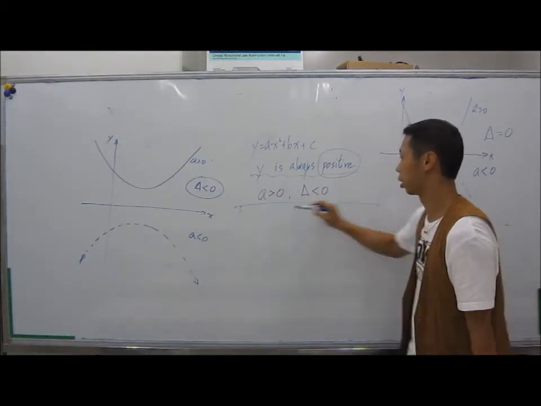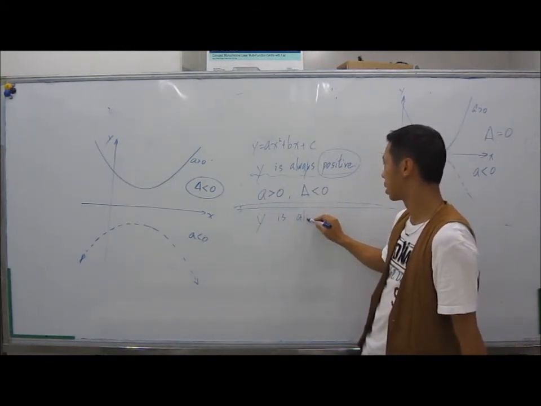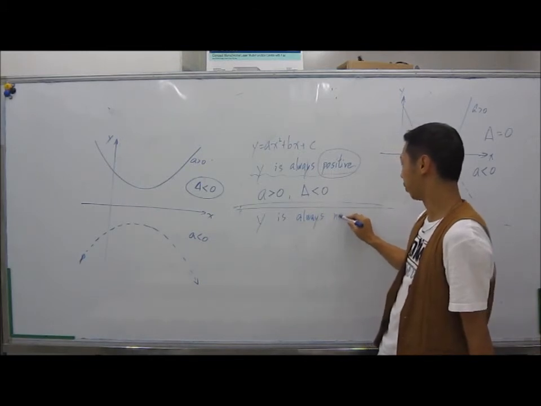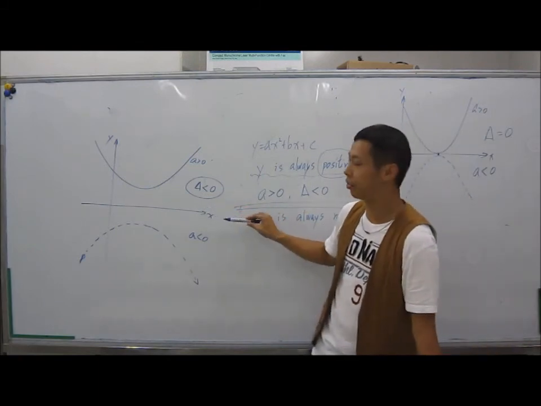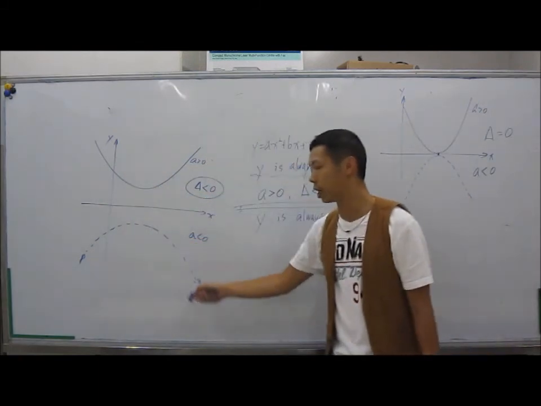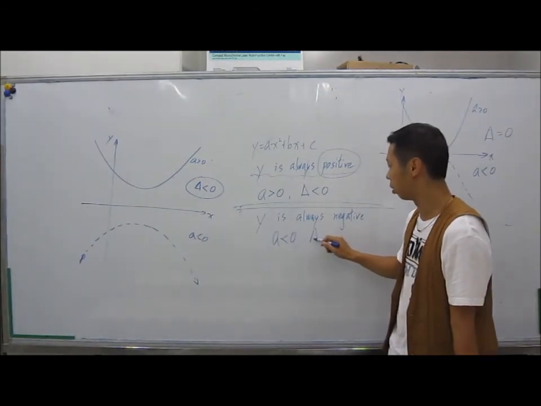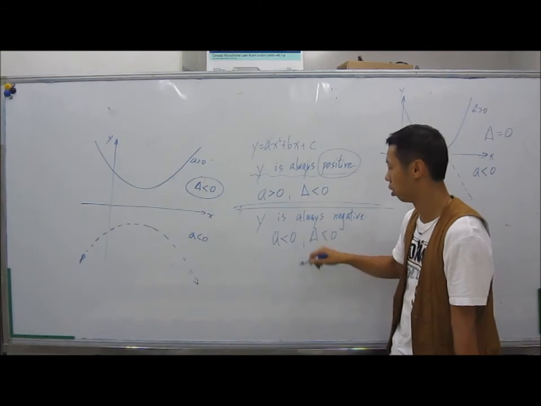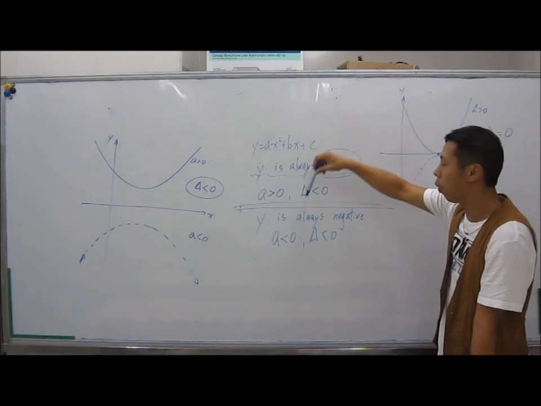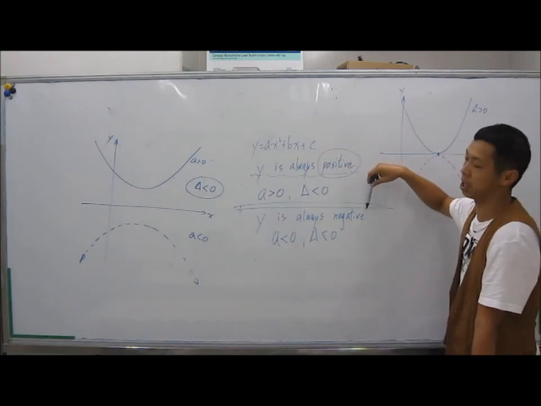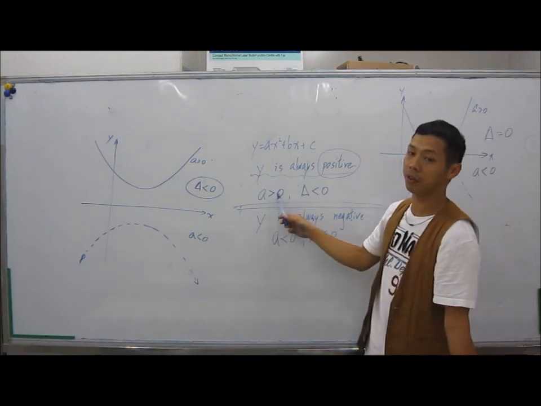On the other hand, we can change the question to y is always negative. If y is always negative, that means the downward part, so a is smaller than 0 and delta is smaller than 0 also. Actually, for always positive or always negative, delta can also be equal to 0. The only difference is whether a is positive or negative.